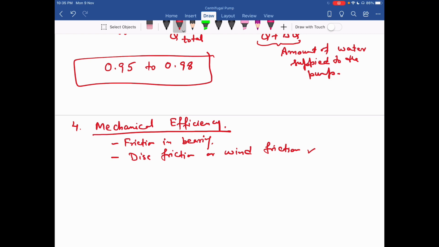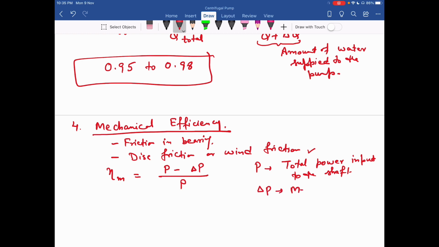Okay, so my mechanical efficiency eta M, I can write as P minus delta P divided by P. P is my total power input to the shaft, and delta P is my mechanical losses. And this range is again from 95 to 98%.